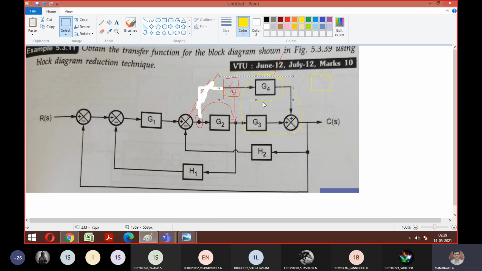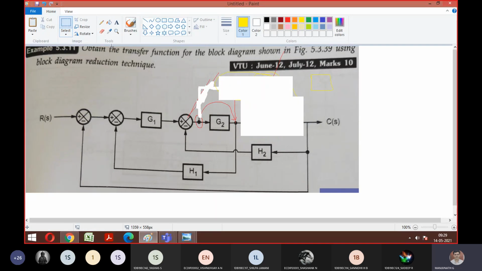Did I cut the part here? So I will cut it. So similarly, this is also gone. This is also gone. So now what is the equivalent one block? You just tell me, I'll write here. So I hope G4 by G2 plus G3. So this is your one block. So this is completely going to be one block. What is the answer? G4 by G2 plus G3.